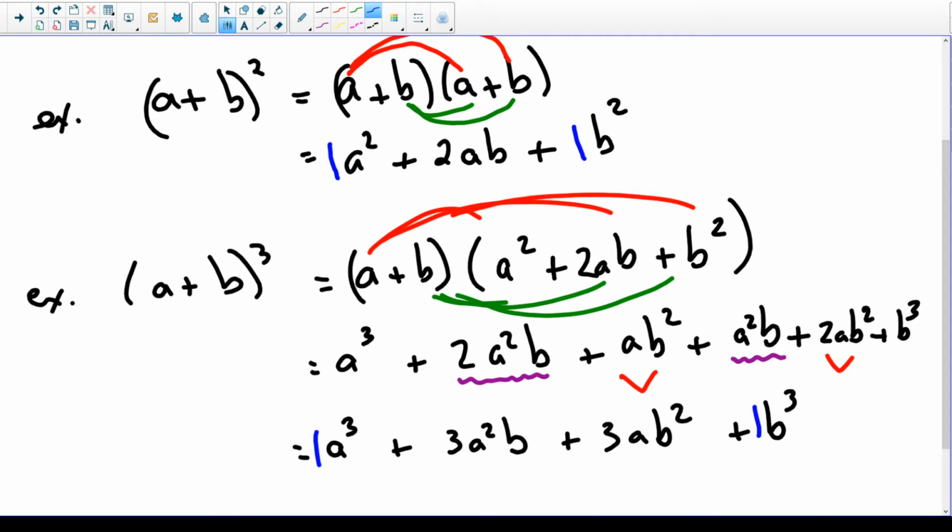Okay? So we've just expanded a plus b squared, and we've expanded a plus b cubed. And we could do a plus b to the 4, or a plus b to the 5. But with these two examples, that should be enough to introduce the concept of what is Pascal's triangle and what is it useful for. So I'm going to switch slides here.